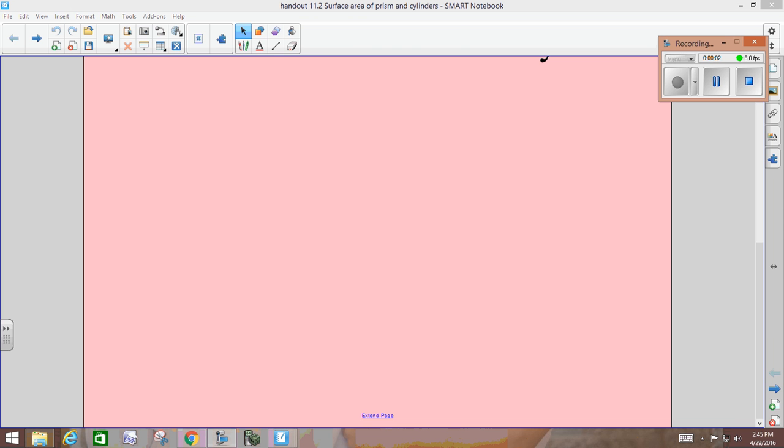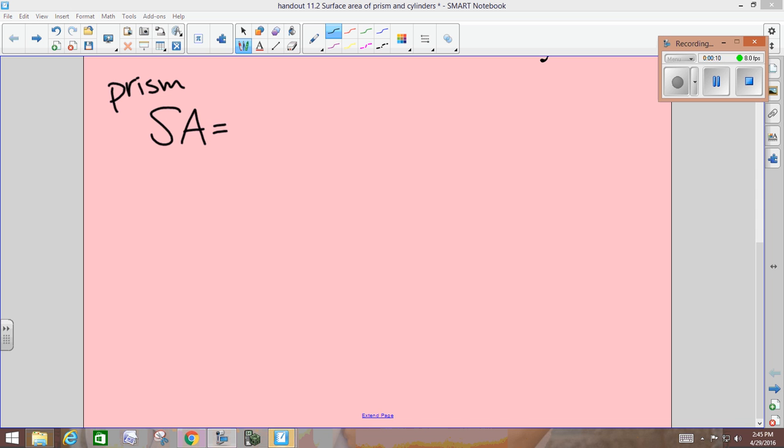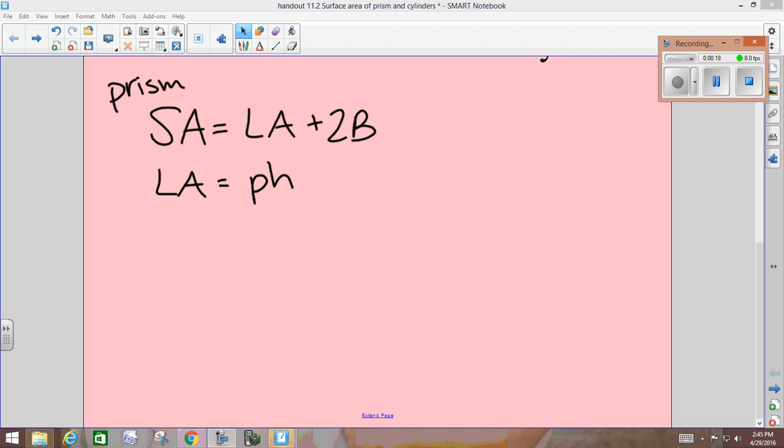We're going to do cylinders first, and then we're going to do cones. I don't know what day it was, Tuesday, we learned that the surface area for a prism is the lateral area plus 2 bases, and the lateral area is the perimeter times its height. Okay. A cylinder is very, very similar to a prism.